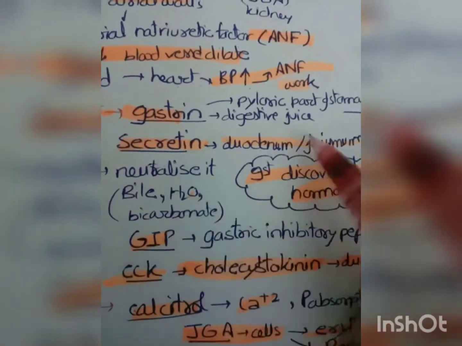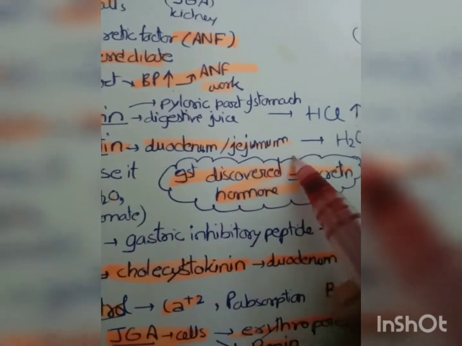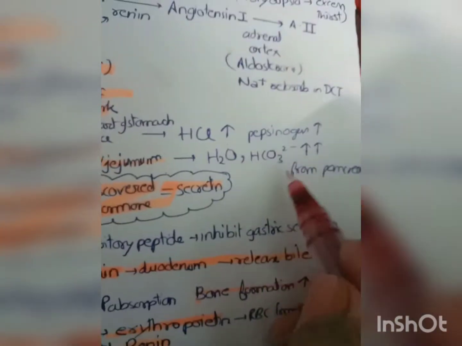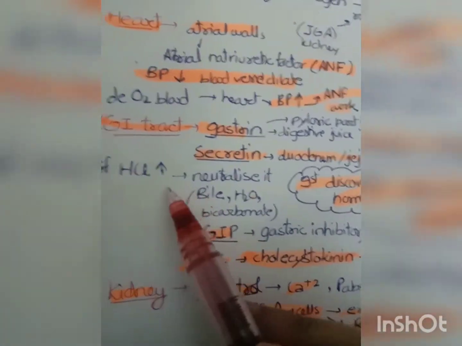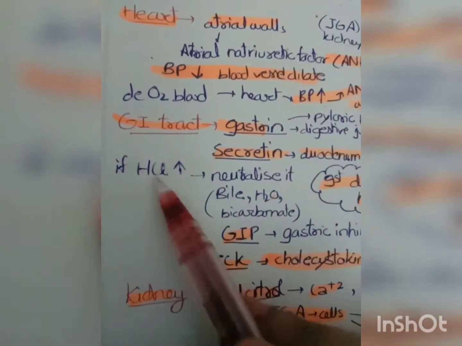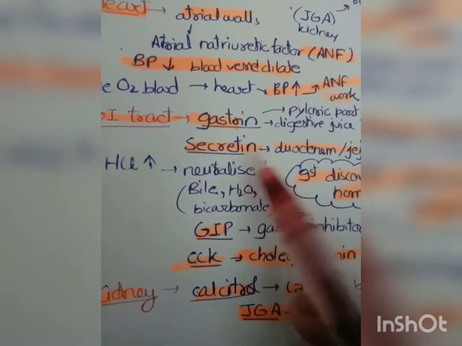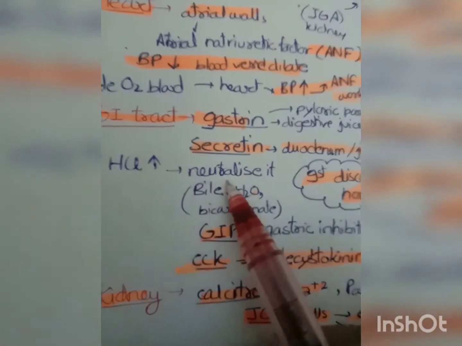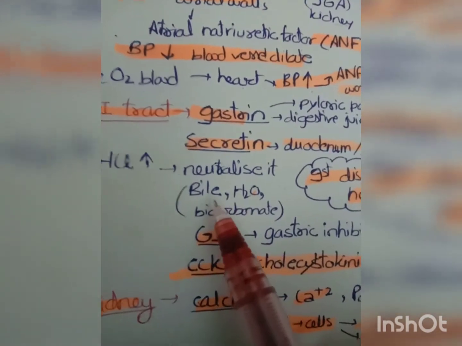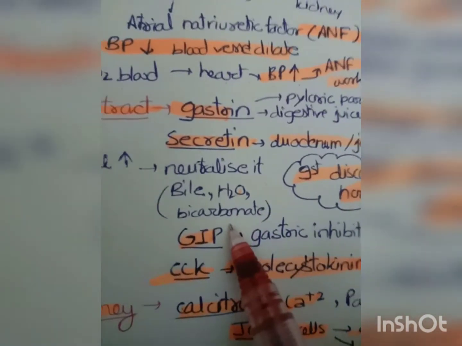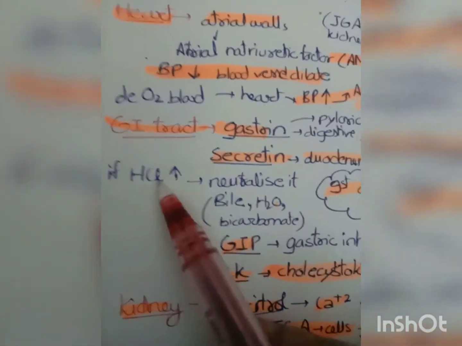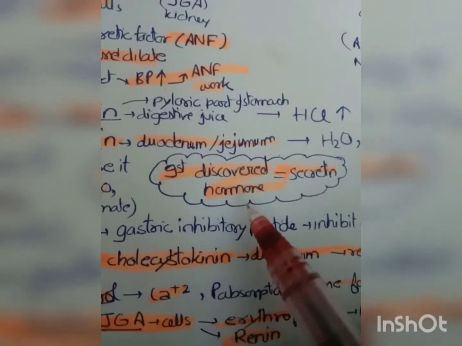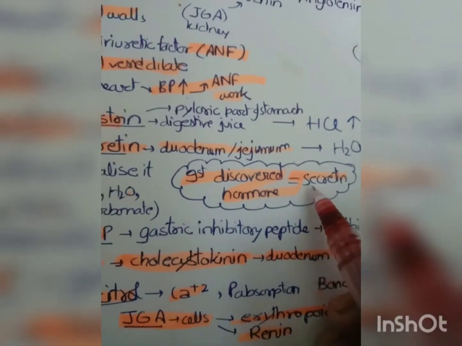Now the secretin. It is secreted by the duodenum or jejunum part of the small intestine. It increases water and bicarbonate. If the HCl increases, secretin has the function to neutralize the stomach, by secretion of bile, water, and bicarbonates. It is secreted in case the HCl is higher in amount. This hormone is the first discovered hormone.